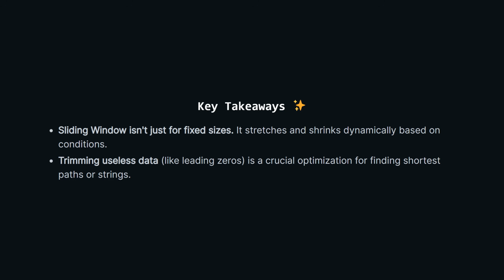So to wrap up, the big takeaway here is that sliding windows are great for variable lengths, and aggressively trimming useless leading data, like our zeros, is the key to finding the shortest possible answer.